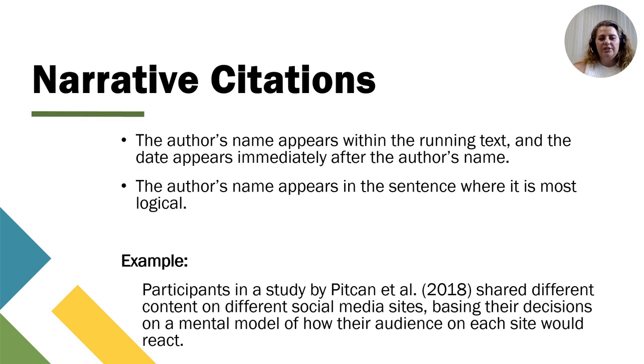Now, a narrative citation is where the author's name appears within the running text. Also, the date will appear immediately after the author's name. Also, the name should appear within the sentence where it's most logical. So for our example, we have participants in the study by Picton et al., 2018, shared different content on social media sites, etc. So here we can see that Picton et al., our authors, is very natural in the flow of the sentence, and the year of publication is listed directly behind the author.